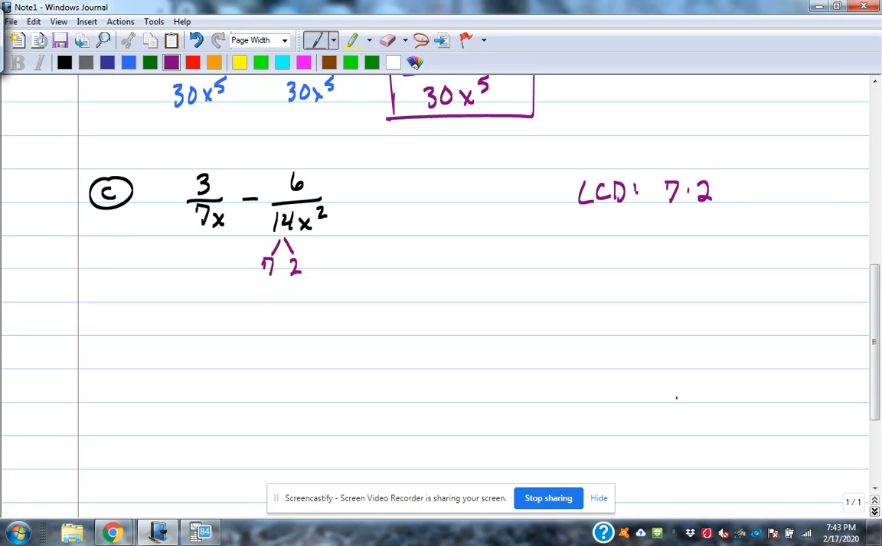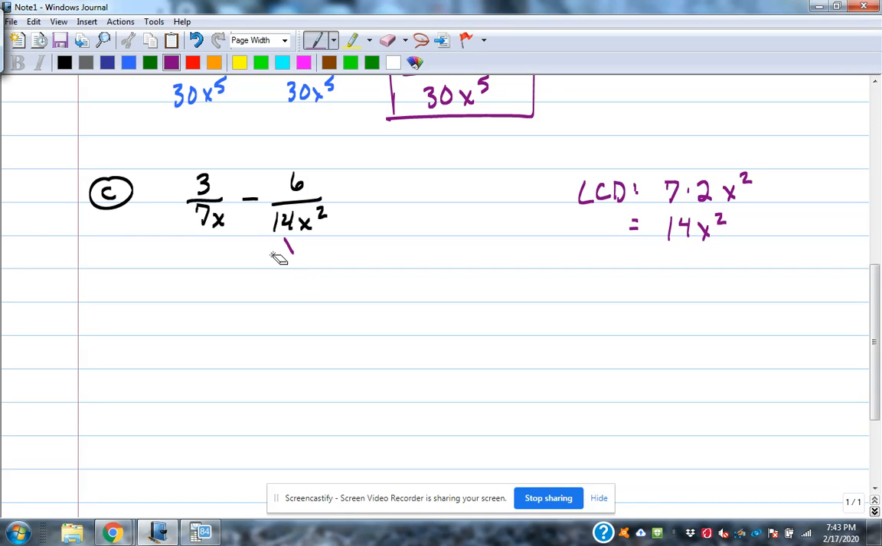2. How many x's do we need? Well, the first one has 1, the second one has 2, so we need 2 of them in the least common denominator. So x squared is going to be there. So our least common denominator is 14x squared. That's nice when that happens, because look at the second fraction. It doesn't need anything done to it. That makes it a little easier problem.